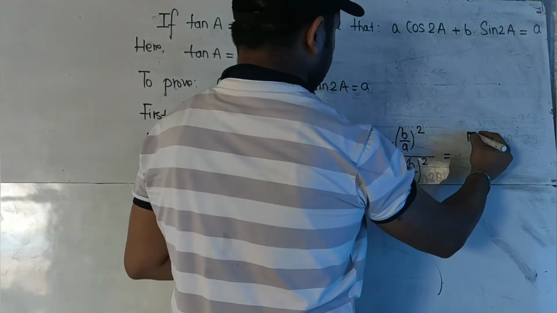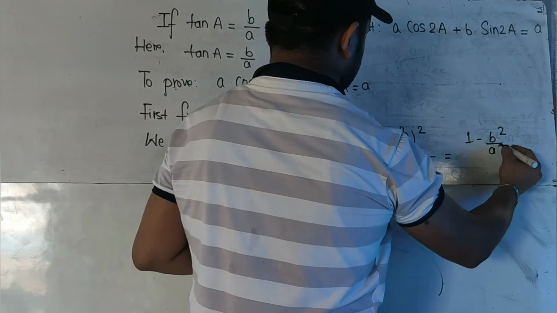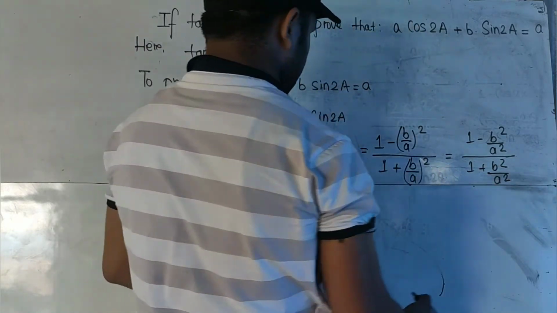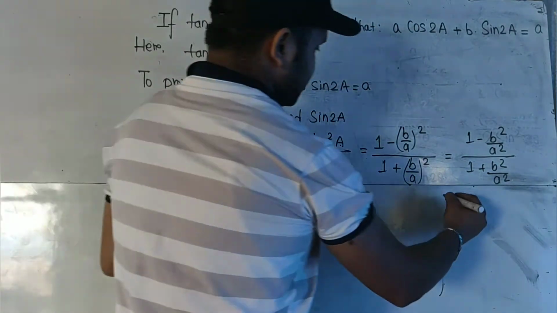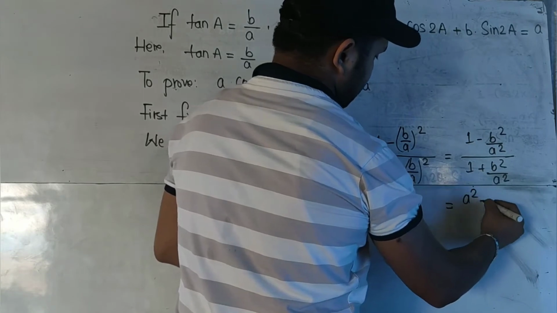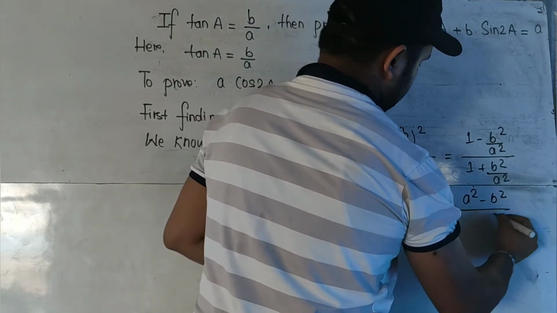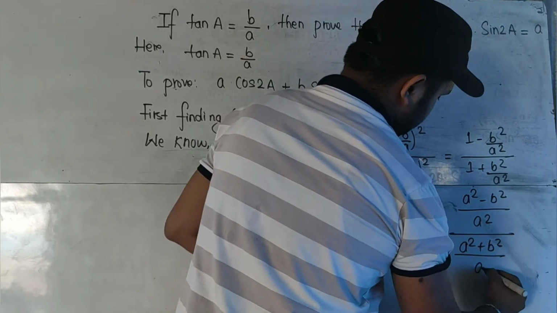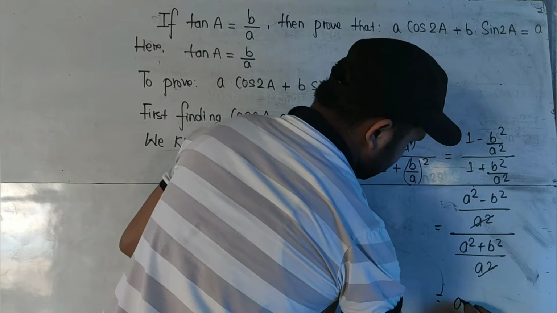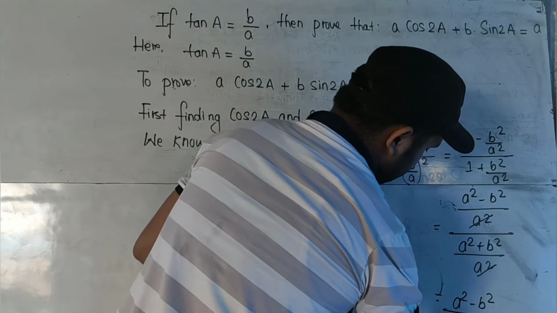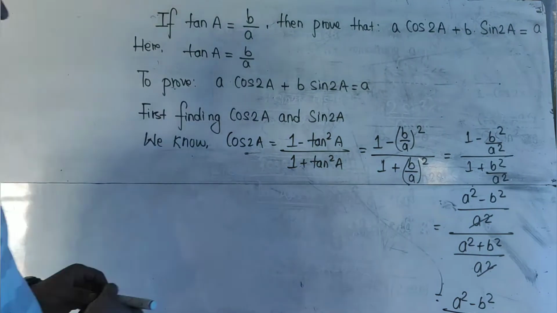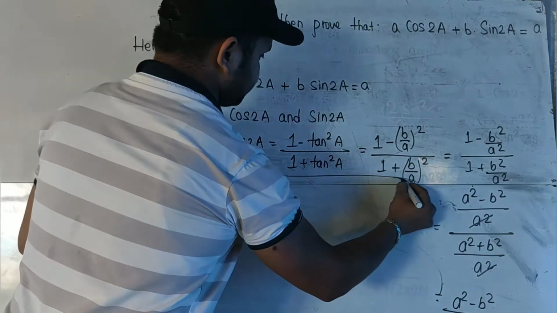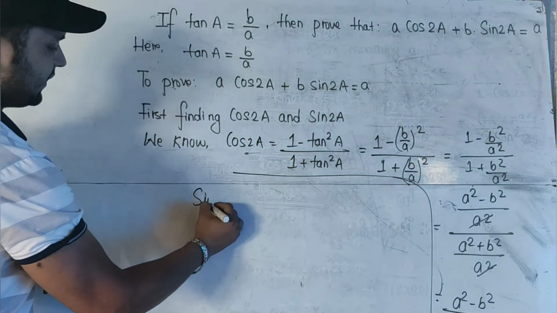Now we simplify it. It will change to 1 minus b square by a square divided by 1 plus b square by a square. Now on simplifying it further, we'll take LCM in the numerator. You'll have a square minus b square by a square upon a square plus b square by a square. So we cancel both of these and we'll have left here a square minus b square by a square plus b square. What we did right now is we obtained the value of cos 2A. This was finding cos 2A.